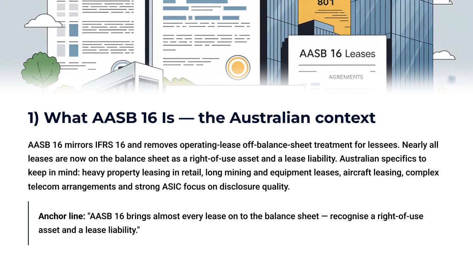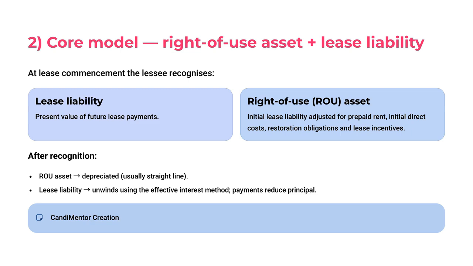Anchor line. AASB 16 brings almost every lease onto the balance sheet. Recognize a right-of-use asset and a lease liability. Anchor line. Core model: right-of-use asset, lease liability.